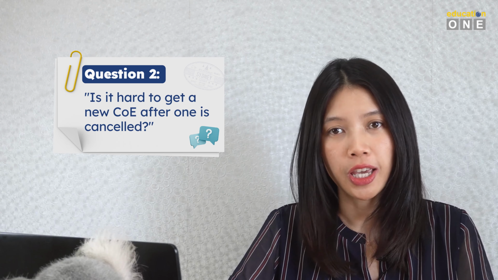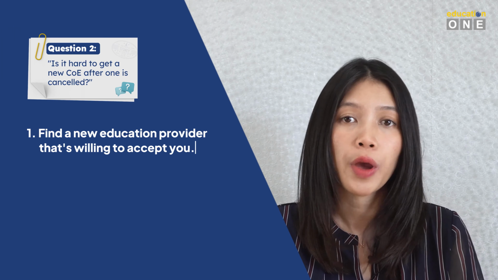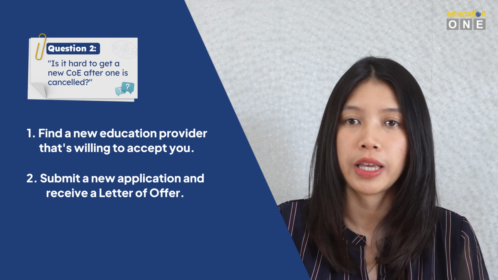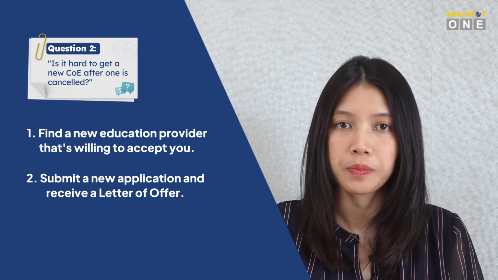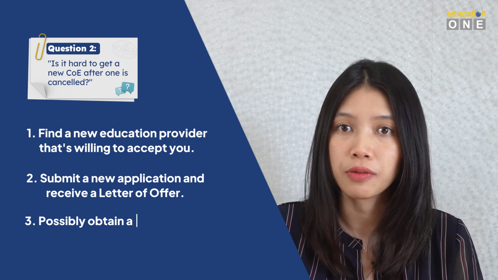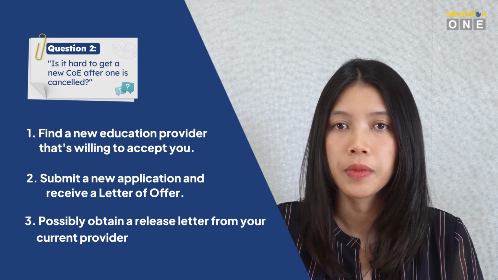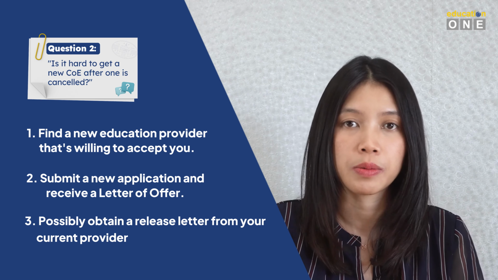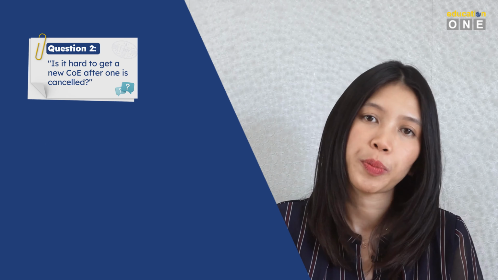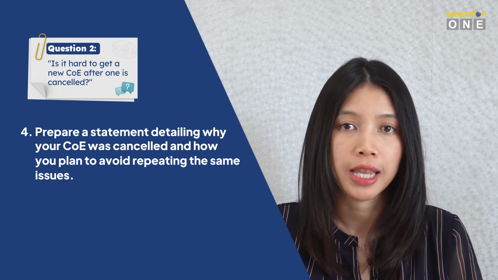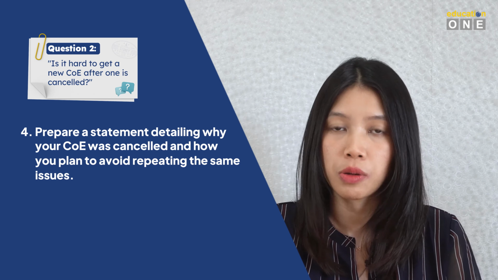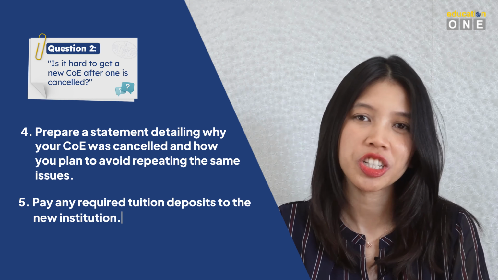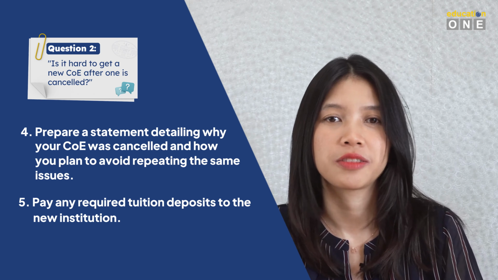To apply for a new CoE, you'll typically need to find a new education provider that's willing to accept you. Next, submit a new application and receive a letter of offer. Third is possibly obtaining a release letter from your current provider, especially if you're transferring before completing the first 6 months of your principal course. Next is preparing a statement detailing why your CoE was cancelled and how you plan to avoid repeating the same issues. Finally, pay any required tuition deposits to the new institution.